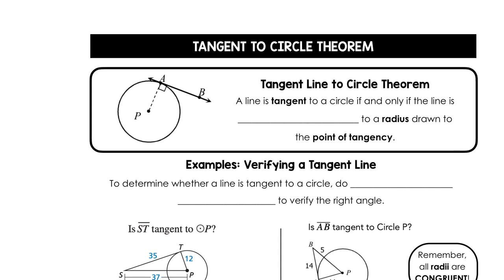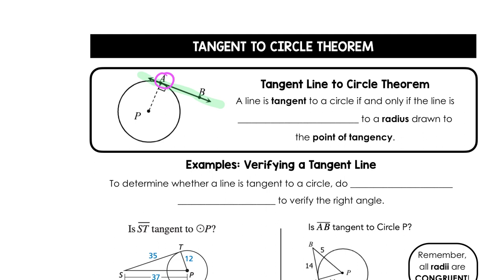So tangent line to a circle theorem. This is an important theorem in geometry. It tends to be used quite frequently. So a line is tangent to a circle if and only if the line is, just like it shows you on this picture. This is your tangent line. It's tangent at point A. It only touches the circle at that point.